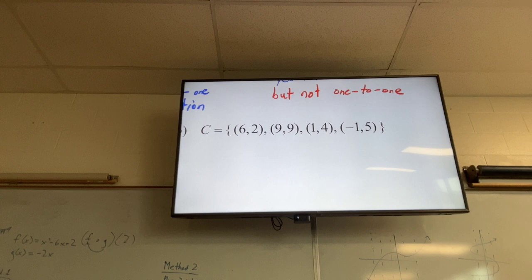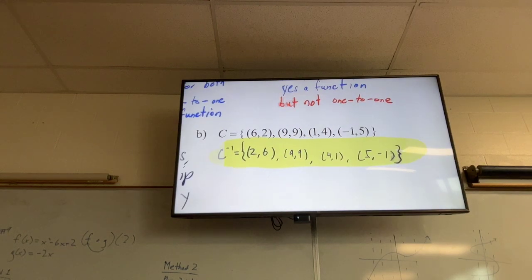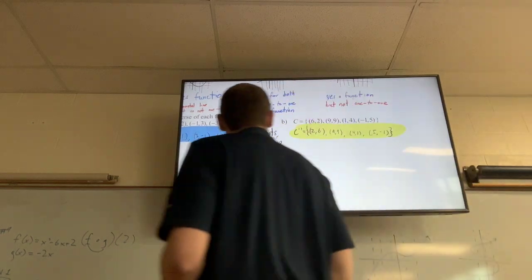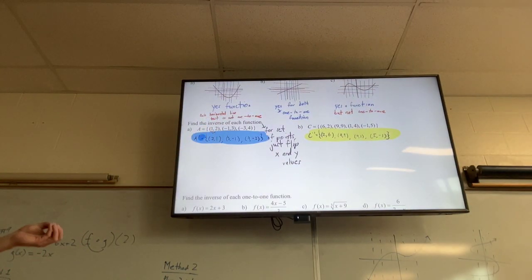For C, you do the exact same thing. 9, 9, 4, 1, 5, -1. So you just flip the x and y values. That's what you do for a set of points to find the inverse.